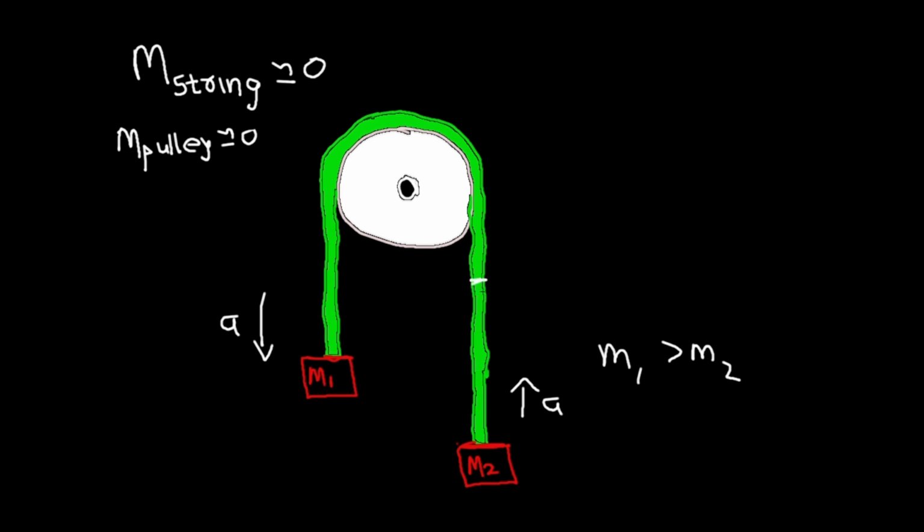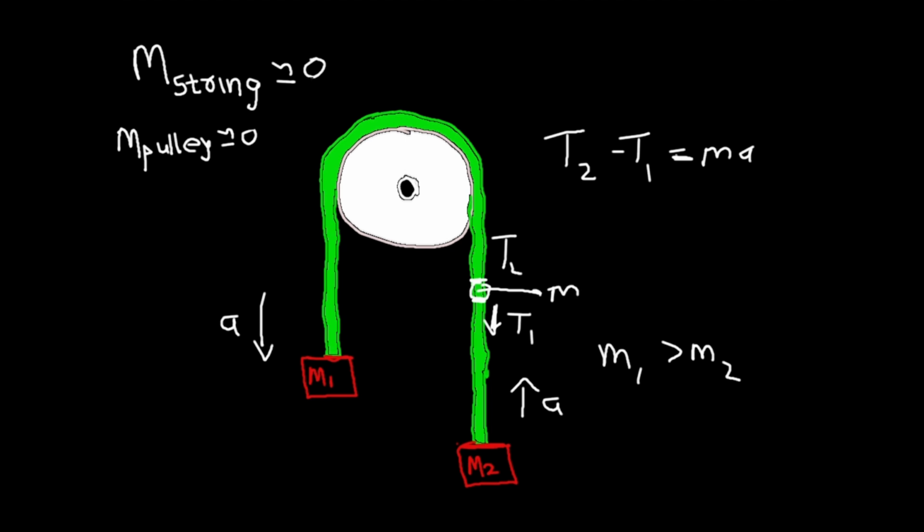And if you take a small portion of the string, let T1 be the force with which M2 is pulling it downwards, and T2 be the force with which M1 is pulling it in the upward direction. And then we can say that T2 minus T1 will be equal to m times a, where m is the mass of this small element. Let's assume that this element has a mass of m.